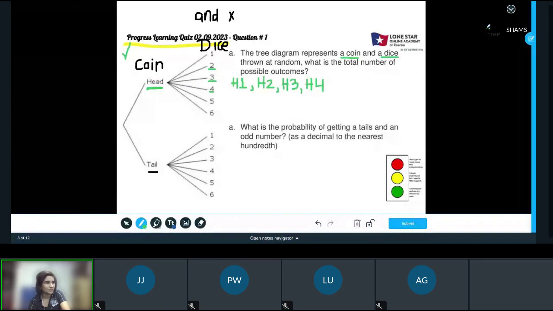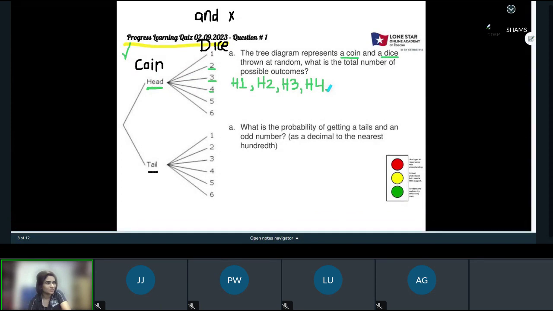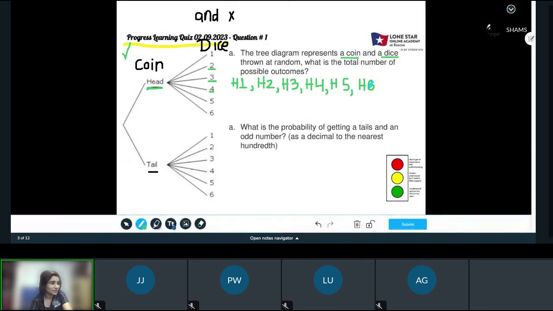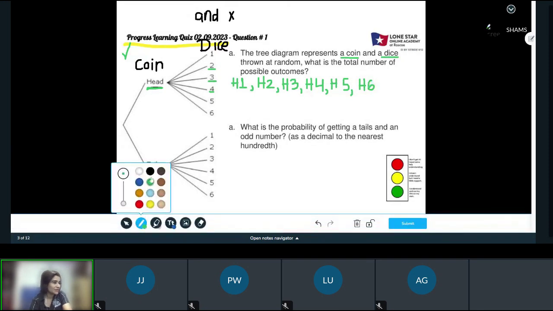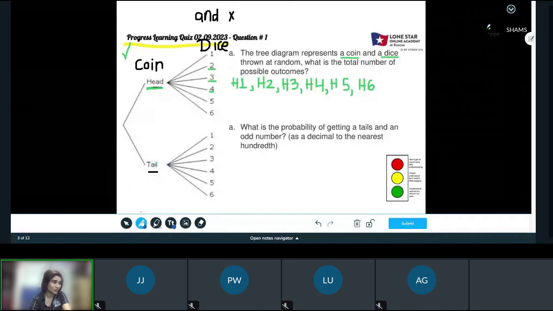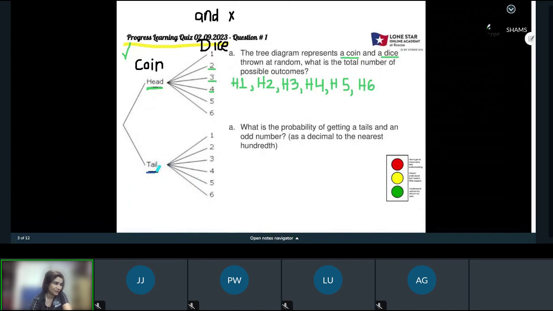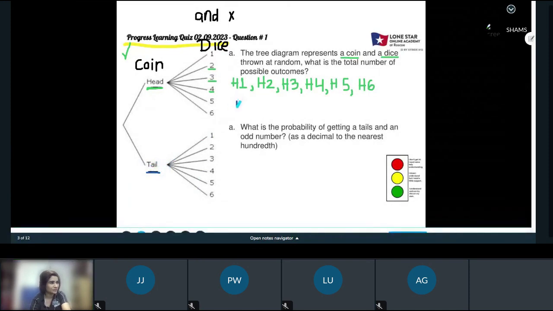Let's see. And then you can also get heads and a number 5 on the number cube. Then you can also get heads on the coin, and you can end up getting 6 on the number cube. Then there's another set of possibilities. You might not get heads on the coin, but you might get tails on the coin.